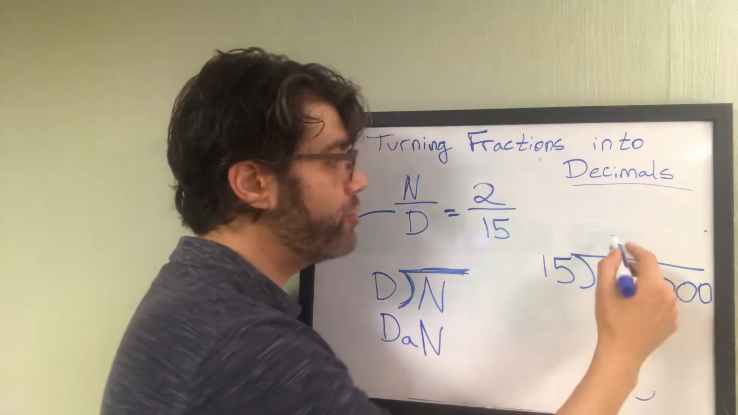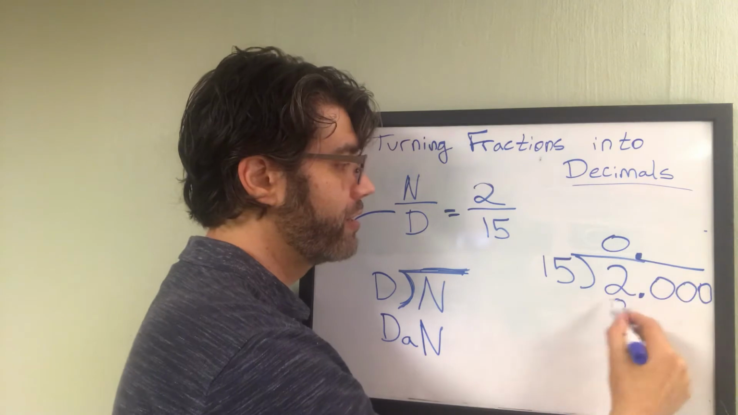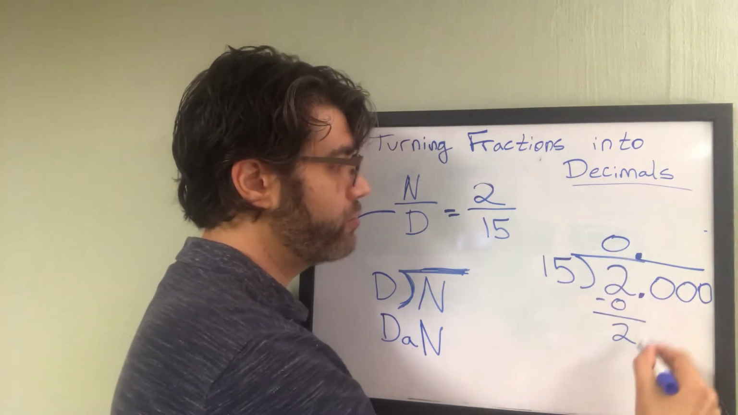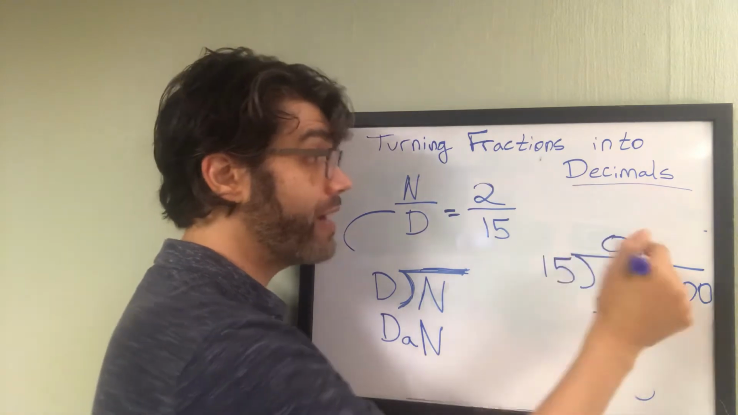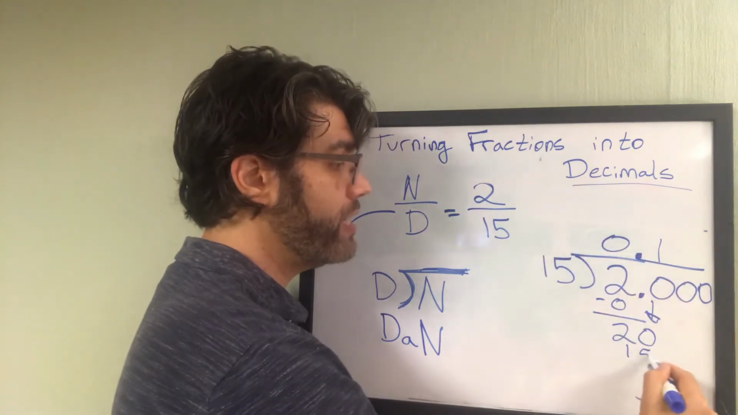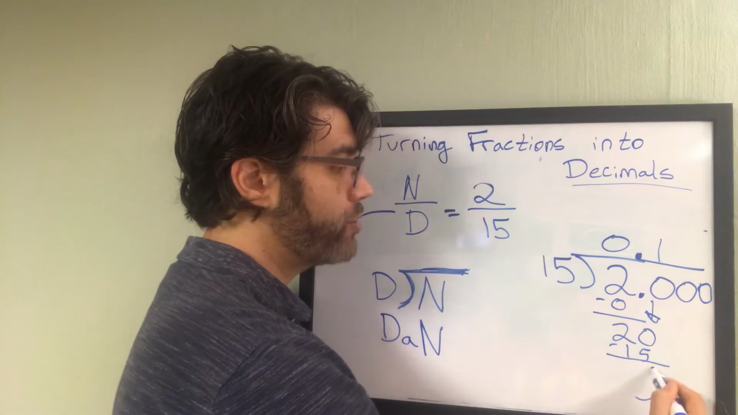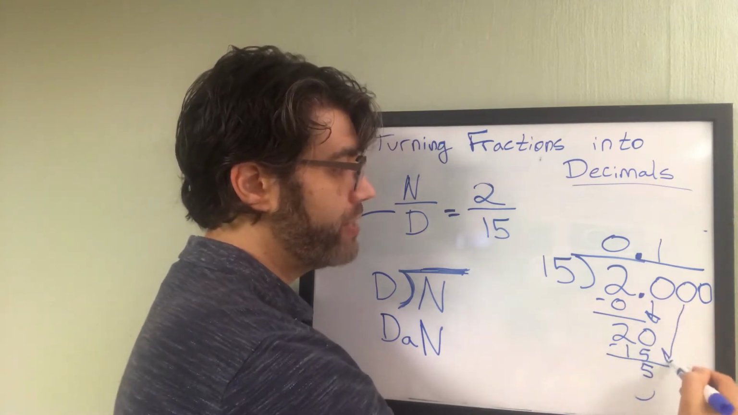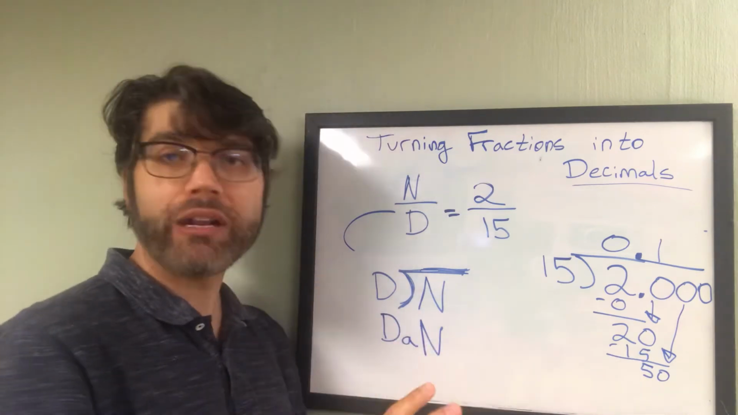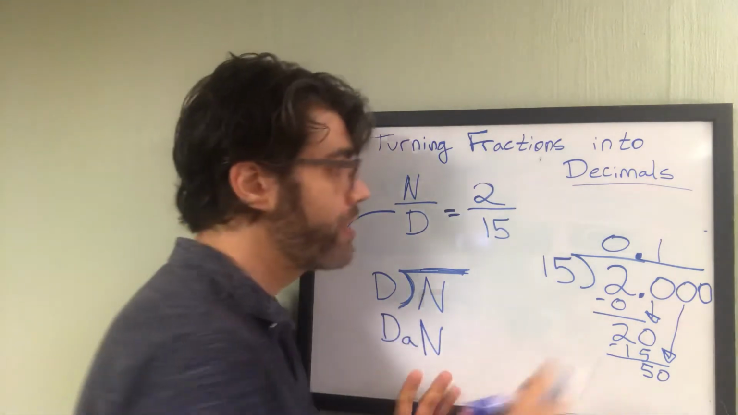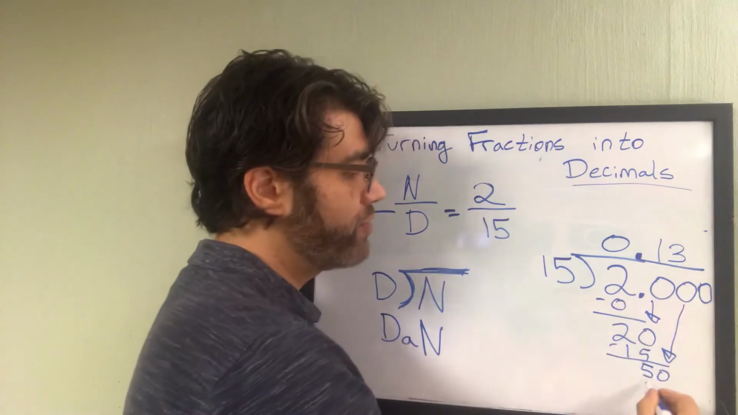15 goes into 2 no times. Okay, 0 times 15, 2, drop down, 0. 15 goes into 20 one time. 1 times 15 is 15. And subtract, you get 5. Bring down this 0. See, 15 goes into 50. This may take a little time, but I'll just tell you right now, it goes 3 times. 3 times 15 is 45.